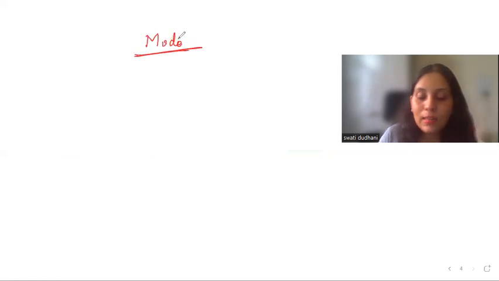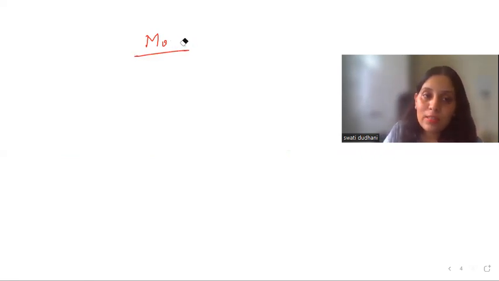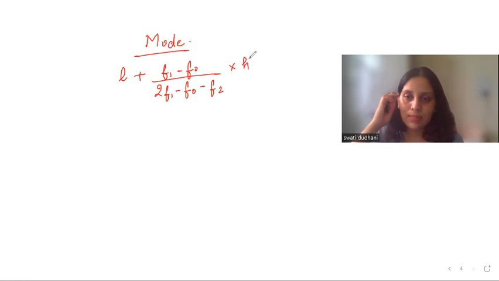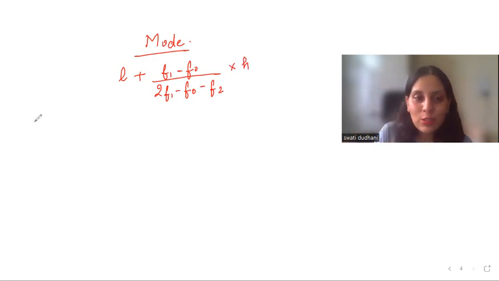Mode is basically the maximum number of times it occurs. The class with the highest frequency is the modal class. Now, what is the formula? Here the formula is a little complicated, but you can remember it: L plus (F1 minus F0) by (2F1 minus F0 minus F2) into the class size. You can just practice twice or thrice, you will remember it.